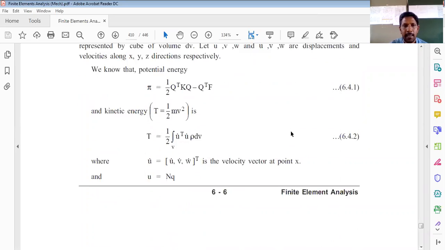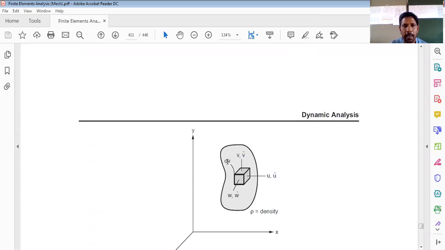So let us consider a body in which a small elemental volume dV is considered, and it has displacements along the x, y, z directions as u, v, w, and corresponding velocities in the x, y, z directions as u dot, v dot, and w dot. The density of the material of this member is represented by rho.